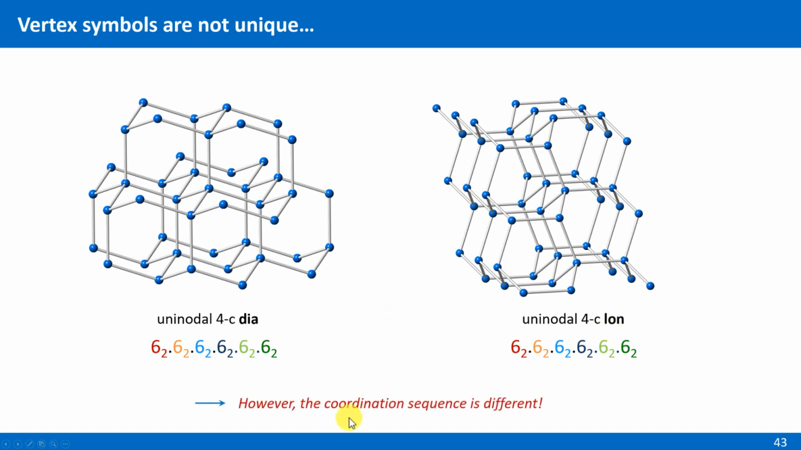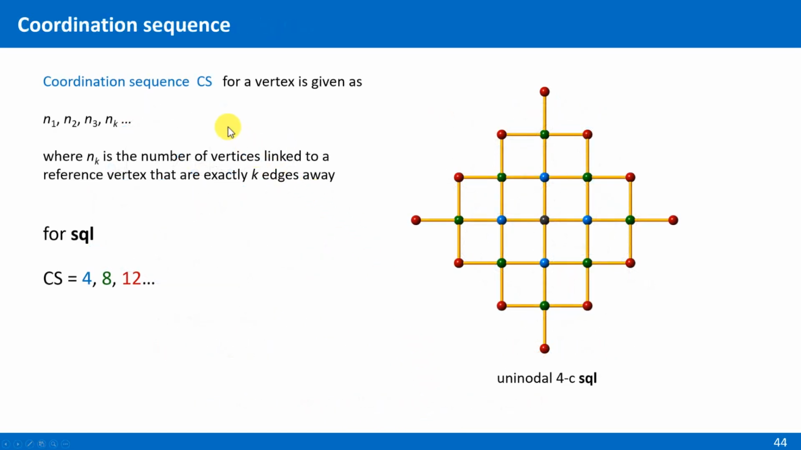But what is different is the coordination sequence. What is the coordination sequence? It is given as a series of numbers in which these numbers specify the number of vertices that are exactly 1 edge away from the reference vertex. So these 4 blue nodes, 2 edges away, this means these 8 green nodes, and so on. So for the 2 periodic net SQL, we see the sequence begins with 4, 8, 12, and so forth.